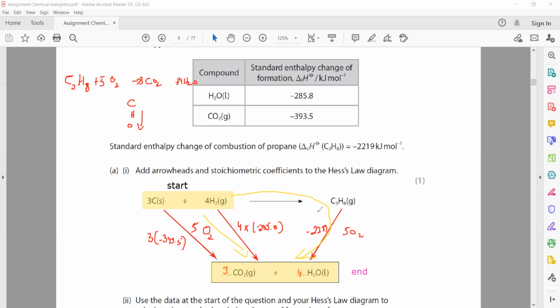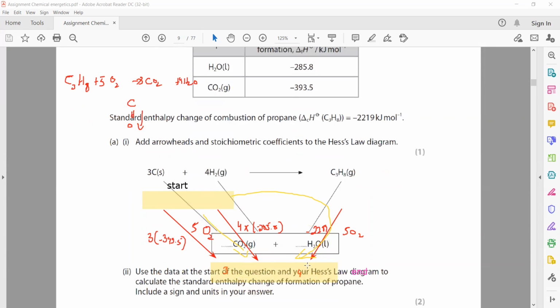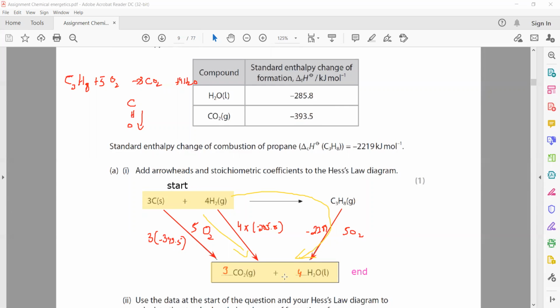The combustion of propane is given as negative, as well as the formation of water and the formation of carbon dioxide, because the negative sign shows it is an exothermic reaction. What we have to find, according to the question, is the formation of propane. So this is the formation of propane, which is unknown. So this is X.